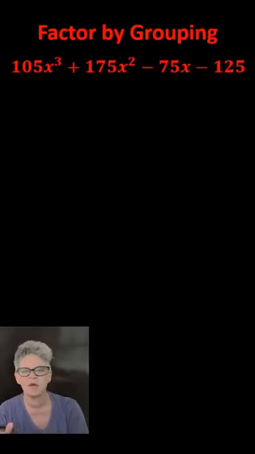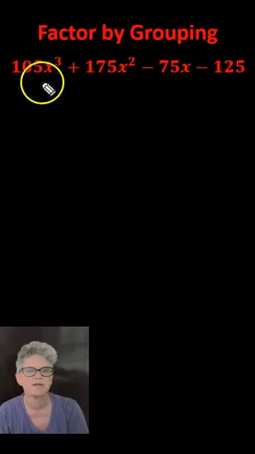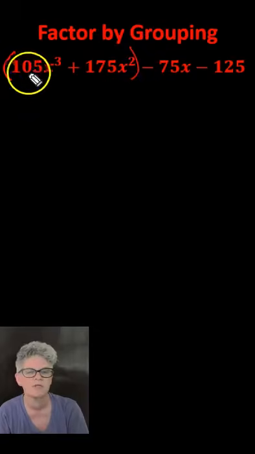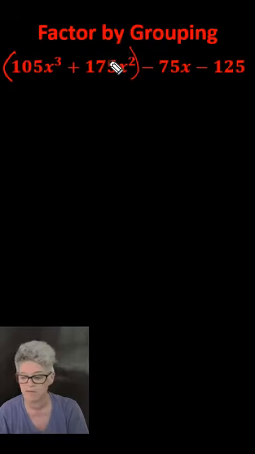This is the second video I'm making on factoring by grouping. This one's a little different because the second set here has a negative sign leading there. So I'm going to group these first two terms together. Now, looking at the numbers, what do 105 and 175 have in common?